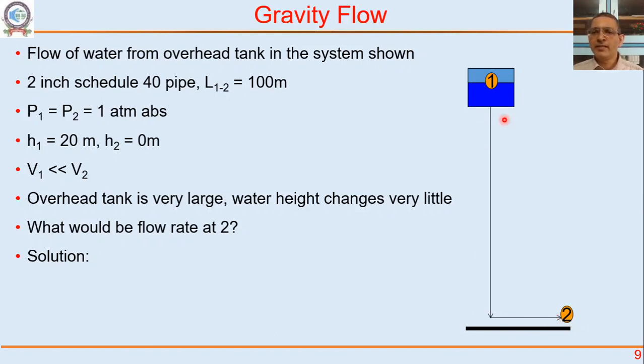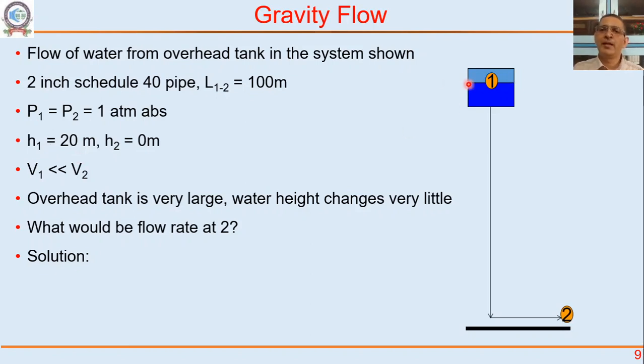Okay. So let's say this pipe is 2-inch, schedule 40. Let's say length is 100 meters. Just take some number. P1 and P2 are 1 atmosphere. Tank is open to atmosphere. When this person opens a tap, it is open to atmosphere. Water comes out at atmospheric pressure. So P1 and P2 are the same. They are 1 atmosphere. H1 now is, let's say, 20 meters.